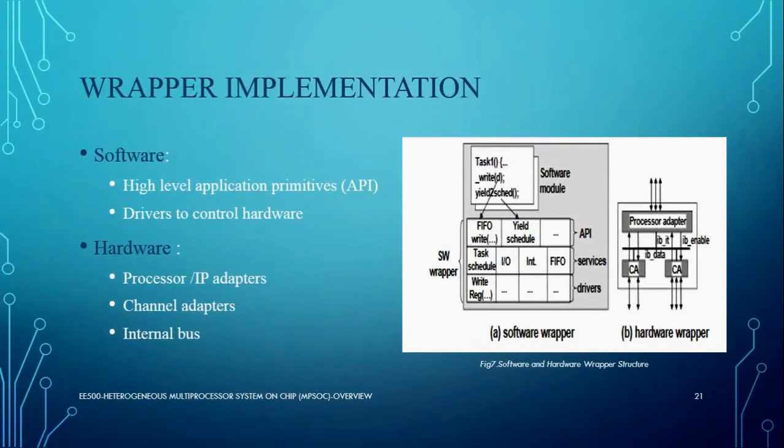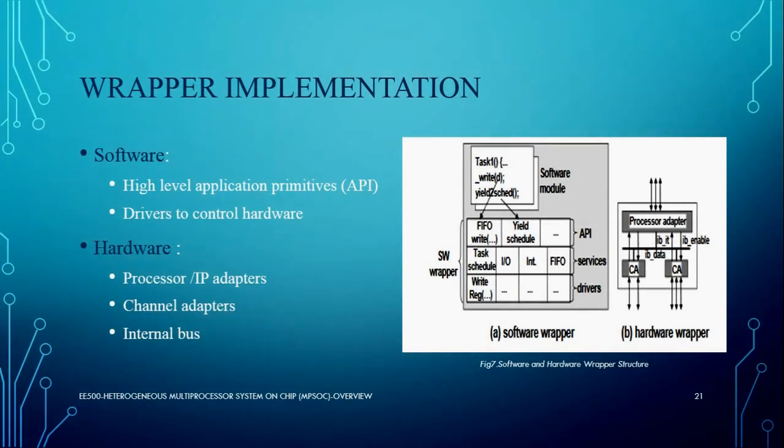As we can see in wrapper implementation, there are software level wrappers and hardware level wrappers for giving functionality to both of them. In software, we have high level application primitives, APIs and drivers to control hardware, while in the hardware wrapper we have processor or IP adapters, channel adapters, and to communicate between both of them we have an internal bus.